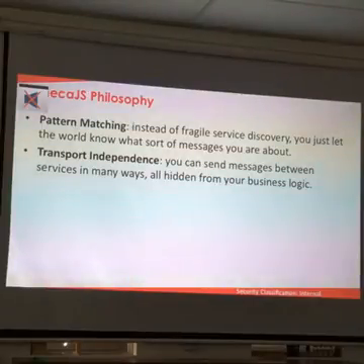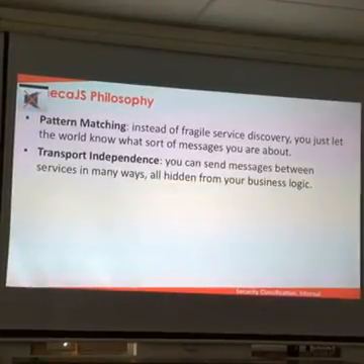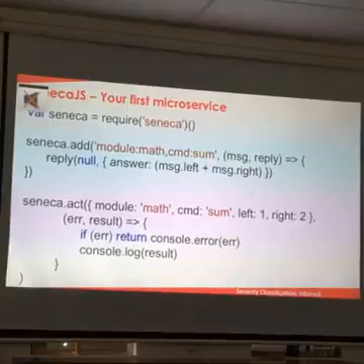And for transport independence, with Seneca JS, you don't care whether we use HTTP or AMQP to send a request from this service to another service. If you want to use HTTP, you just use a plugin. If you want to switch to AMQP, it's easy. Just get a new plugin name, or you can run it from memory. Now, this is your first microservice using Seneca JS.